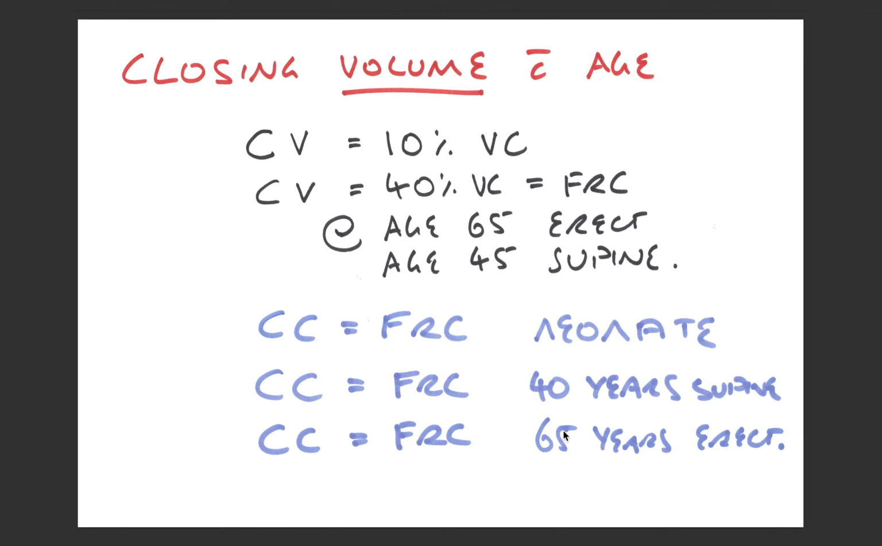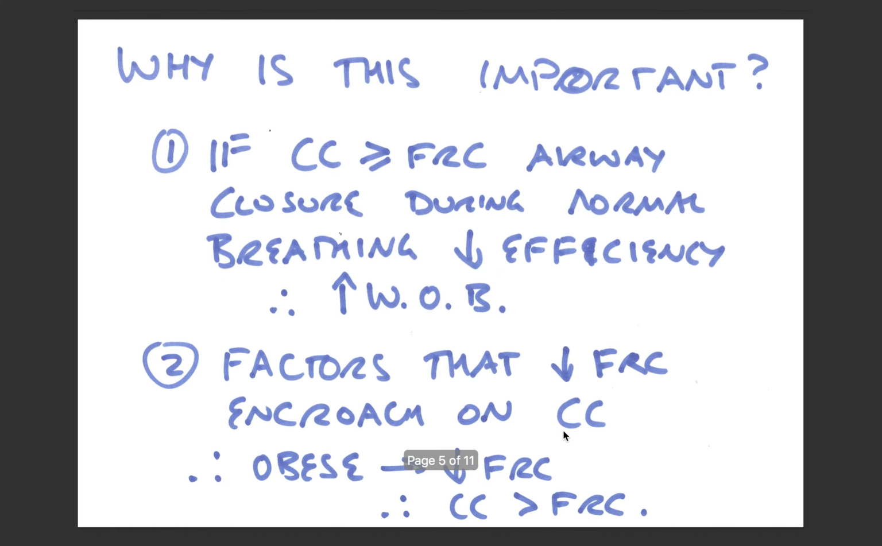Closing volumes with age. Closing volume is 10% of your vital capacity in a young adult. It's 40% of vital capacity, equaling functional residual capacity, at the age of 65 in a normal individual standing up, or at the age of 40 to 45 in the average individual lying supine. Closing capacity also equals functional residual capacity in the neonate. So the elderly and the neonate have some similar characteristics when it comes to closing volume.